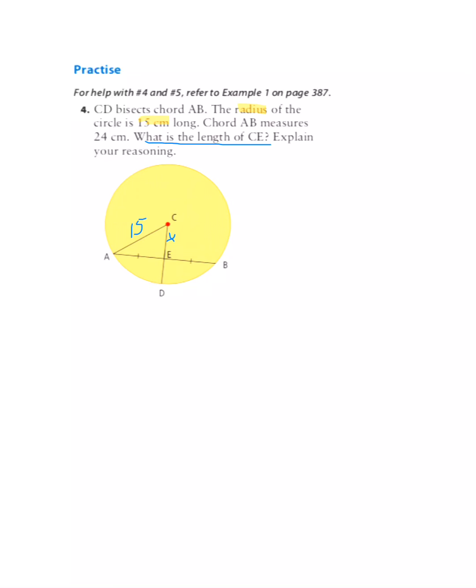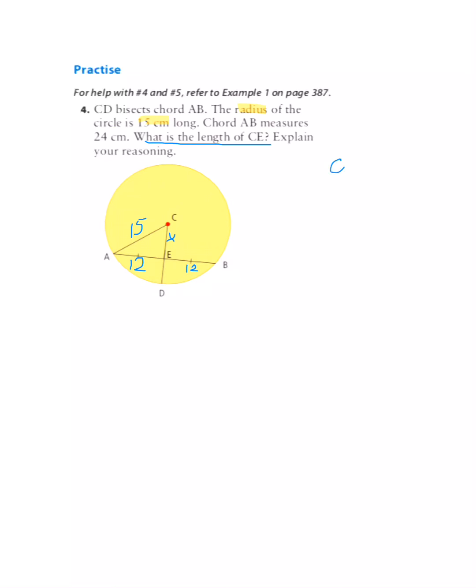Chord AB measures 24 centimeters, so all the way across, and we can see right now that it bisects it. So I'm just going to write 12, right? Because they're each going to be 12 because the whole thing's 24. What's the length of CE? So now, how do we prove it's a right triangle? Because it needs to be a right triangle in order to solve for x, right? If it's not a right triangle, you can't use Pythagorean.